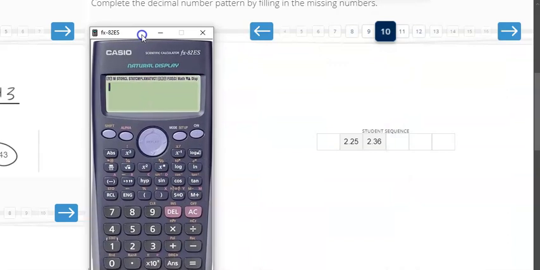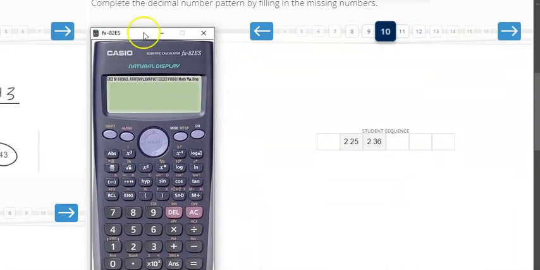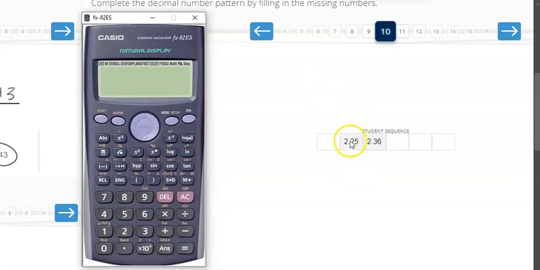The final example that we'll be looking here is to be able to complete the decimal number pattern by filling in the missing numbers. So in this case here, we have got 4 boxes that need to be filled out. The 3 of them are after this 2.36, and there's one of them that's before the 2.25. So what we need to see is from left to right, we have to know how much this is going up by. In this case, 2.25 goes up to 2.36. So we're going to get 2.36 and find the difference between these two numbers here.